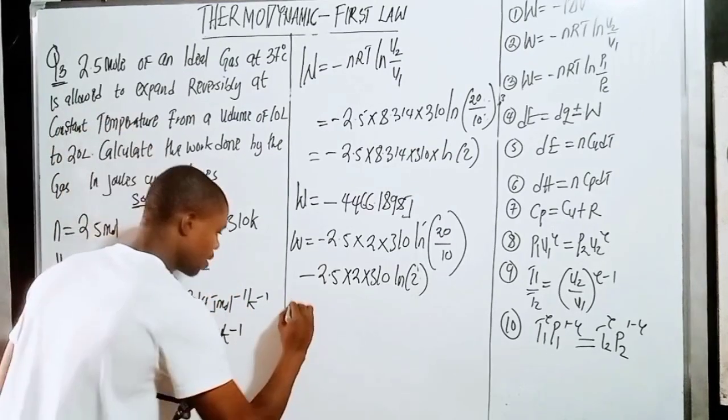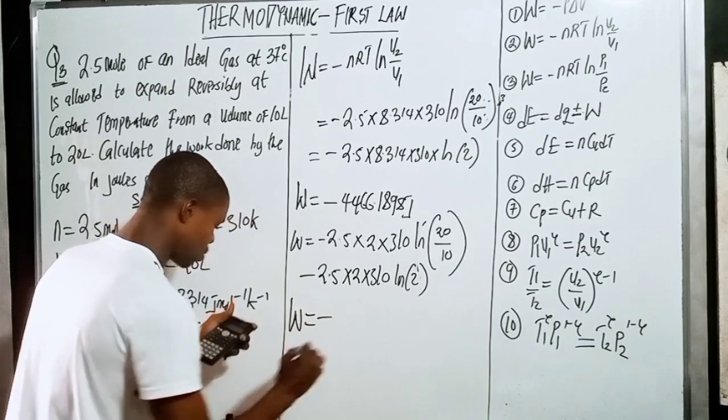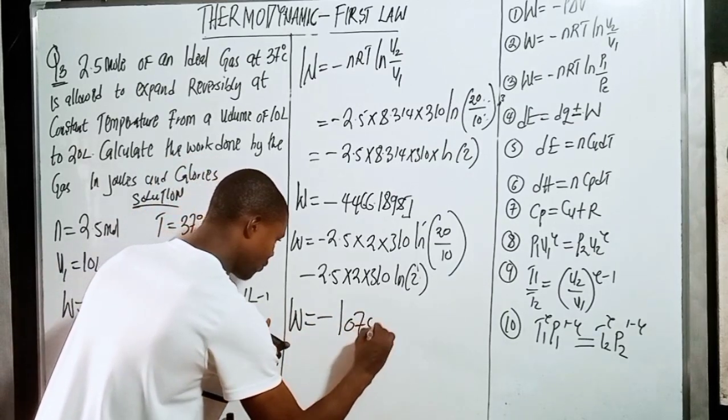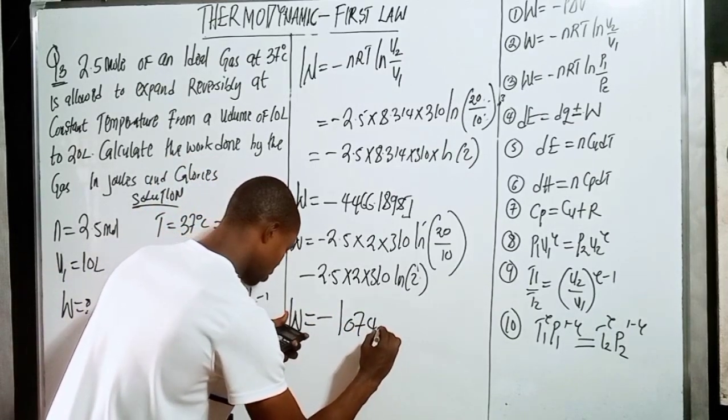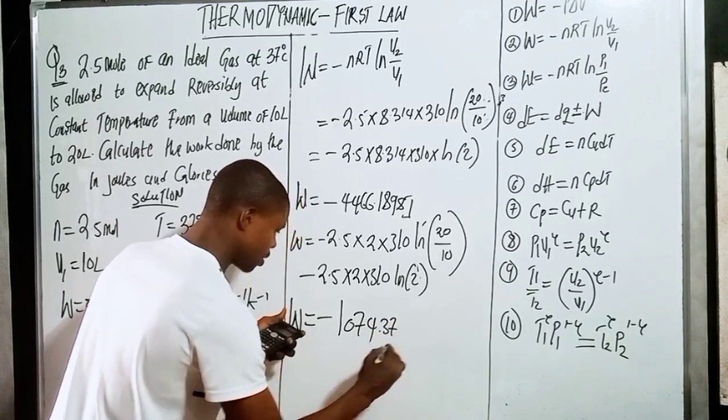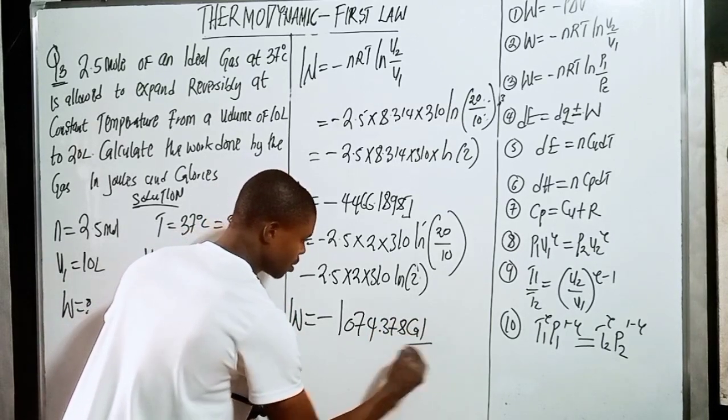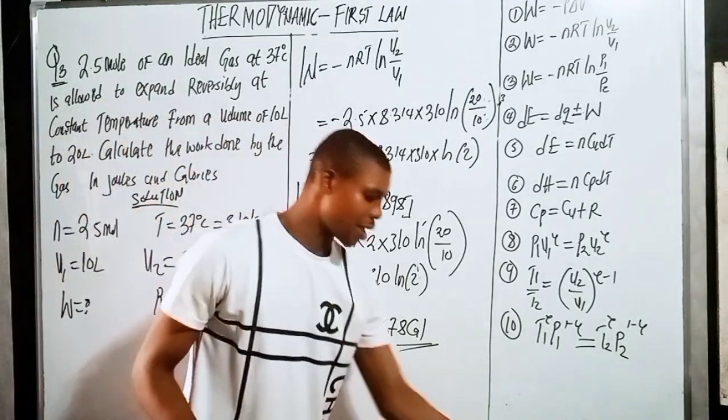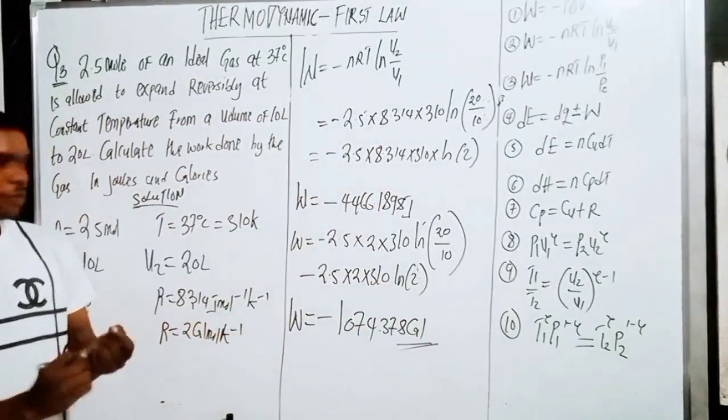So we have W here. It's also minus 1074 2.378 calorie. Do you understand? So this is how to work to solve this question here.